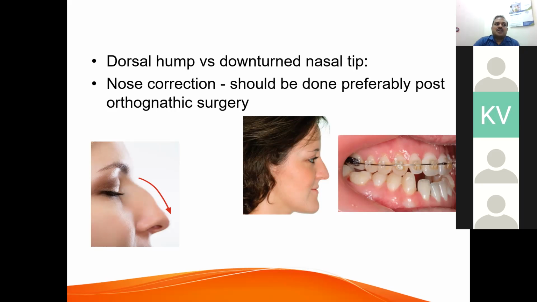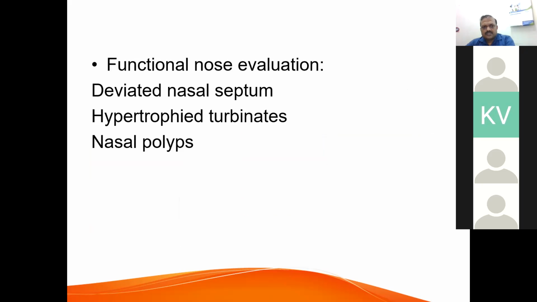So always when you are planning orthognathic surgeries, the nose correction has to be dealt with in a second stage. Don't go for a nose correction in the same surgery, because some amount of nasal correction can be achieved at the time of surgical correction of the skeletal deformities. Any functional deformity of the nose, such as deviated nasal septum, hypertrophic turbinates, or nasal polyps, has to be assessed.